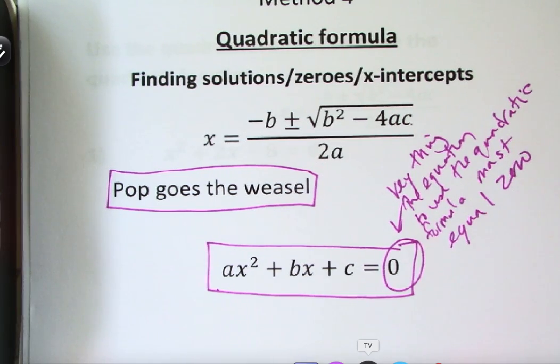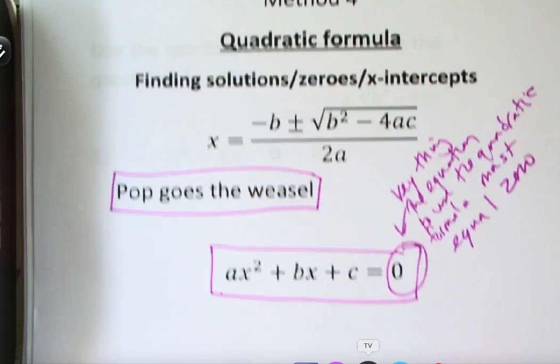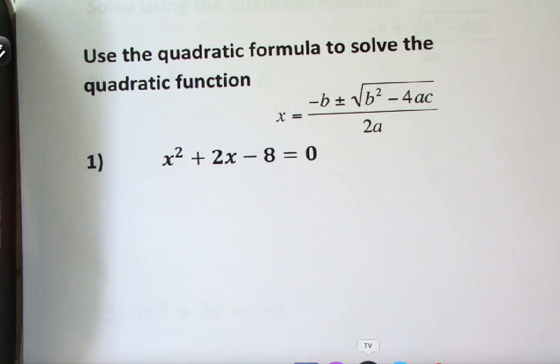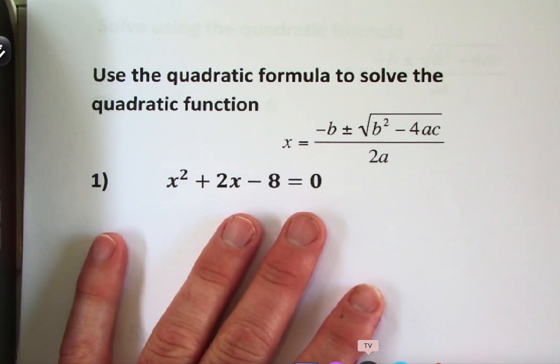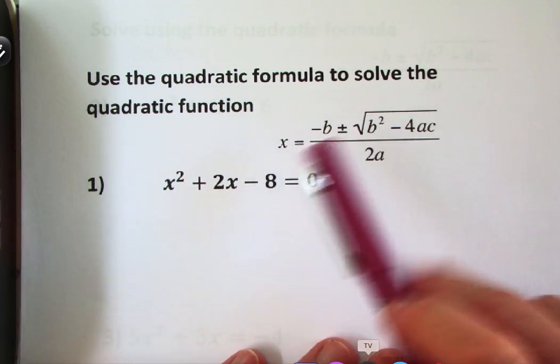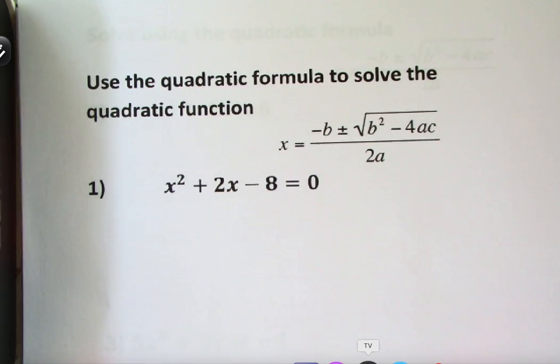So we're going to take some time to do a couple. And normally I would ask questions, but this is just the video part. So I have the quadratic formula here again. We're going to use the quadratic formula to solve this quadratic equation.